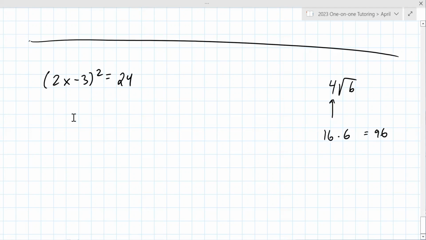And I should get the number here. Oh, wait, no, it's 2 times the square root of 6. Okay. That's how you check them as well, if you ever are unsure. Okay, 2 times square root of 6.